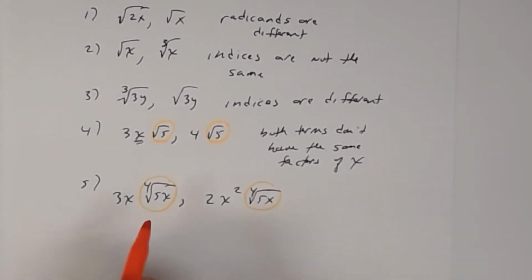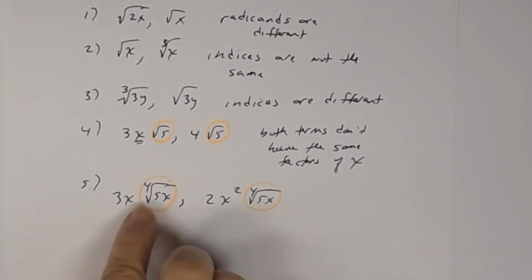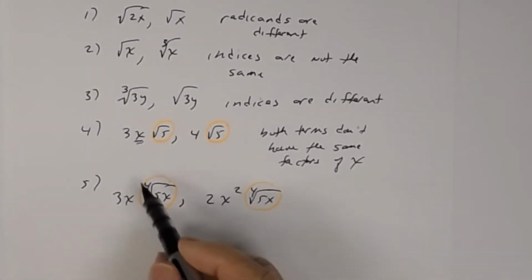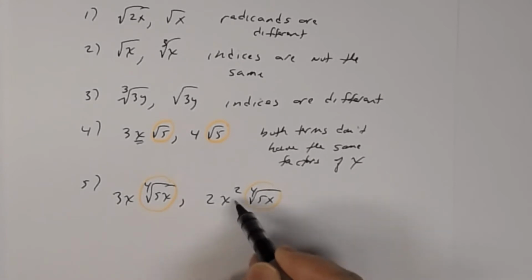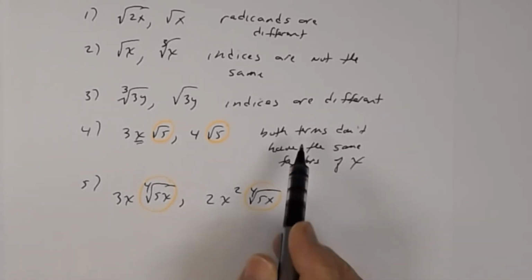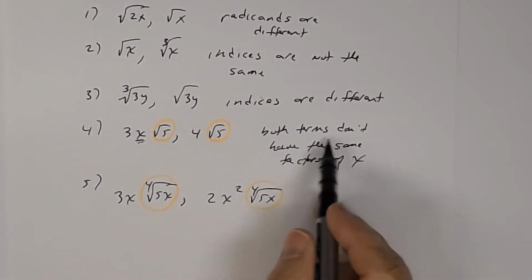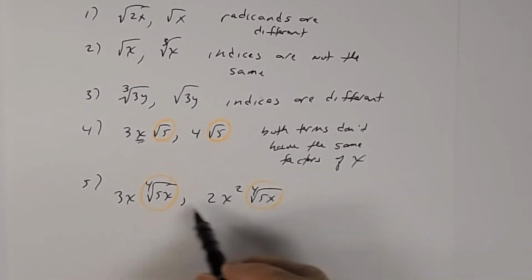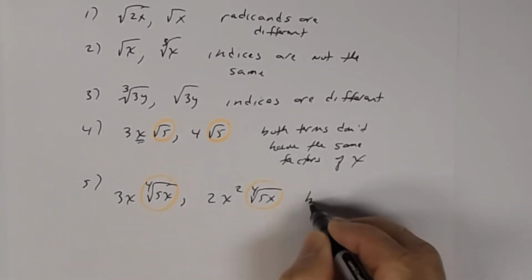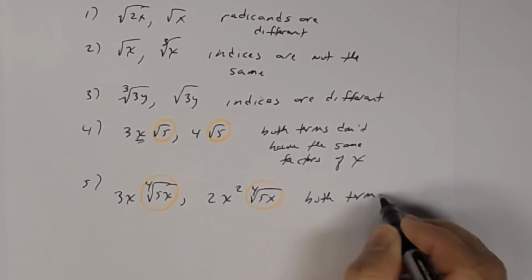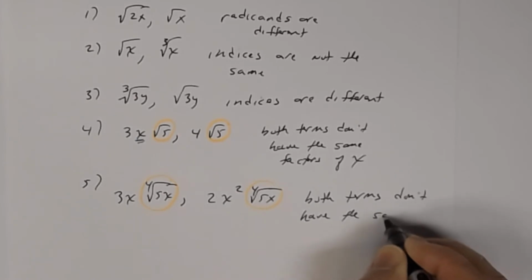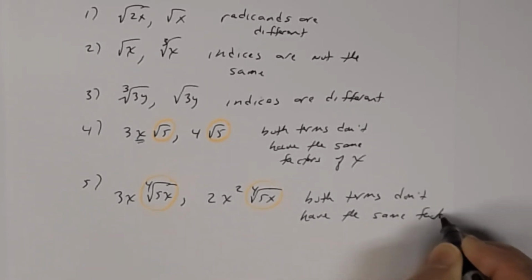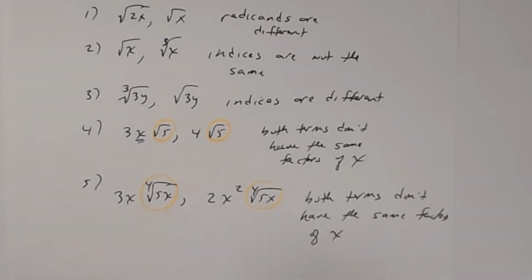Now look at the variable factors outside of what I have circled. Here I have x to the first power, so 1 factor of x, and here I have how many? 2. So those are not the same, for the same reason as before. So both terms don't have the same factors of x in this case.